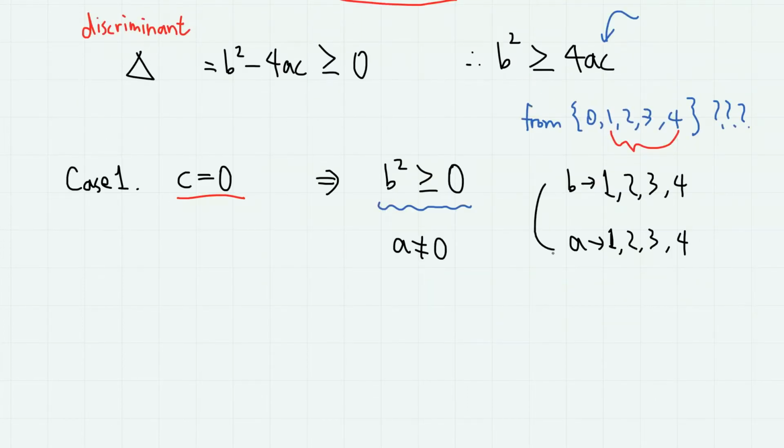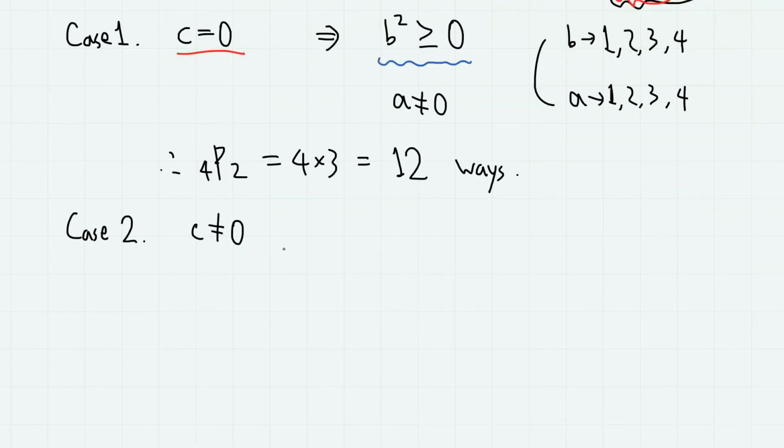Therefore, the number of ways to choose a and b is the number of ordered arrangements of 2 distinct elements chosen from 4 elements, which is the number of permutations 4 permute 2. So there are 4 times 3, 12 ways to choose a and b in this case. Now let's move on to the second case, which is obviously c being non-zero. Here we also have the condition a must be non-zero.